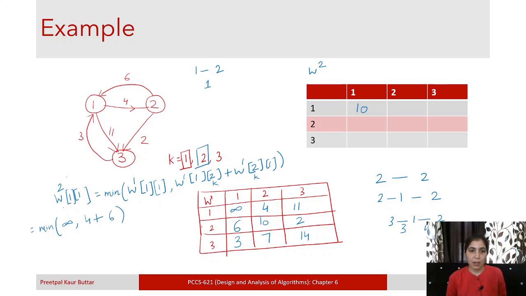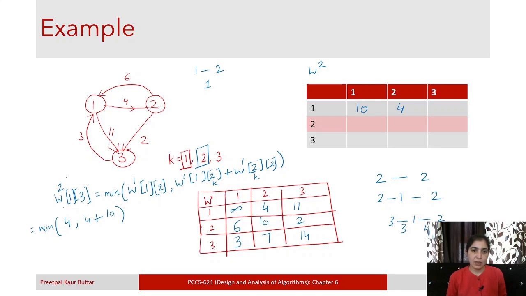Okay. Now 1 to 2. Now J is 2. So 1 to 2, the distance is 4. Here also it is 4. And 2 to 2, the distance is 10. Okay, so we already have the minimum. We will not consider using vertex 2 here. Okay, so 1 to 3 now.